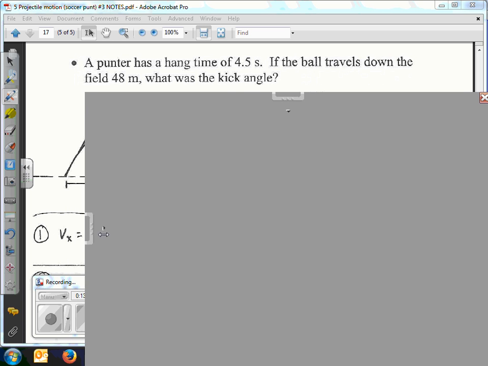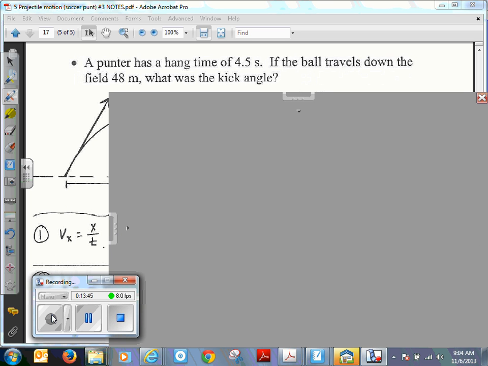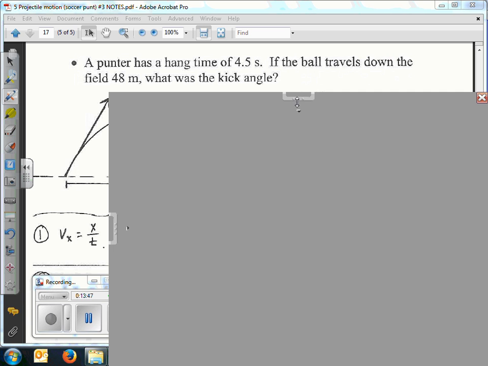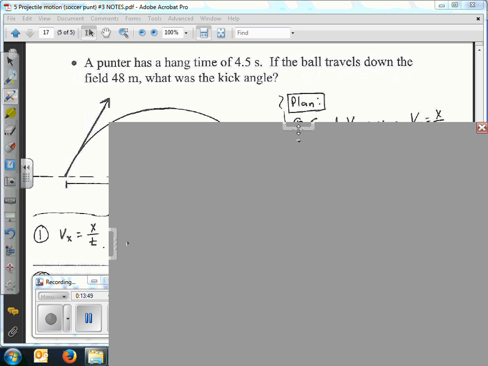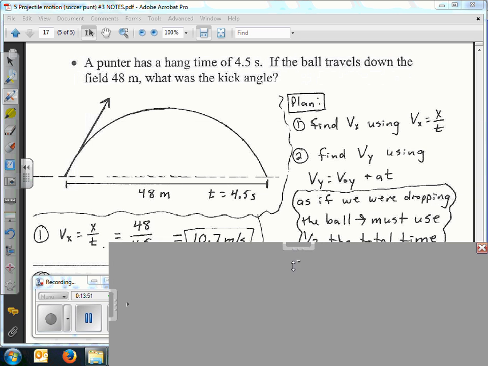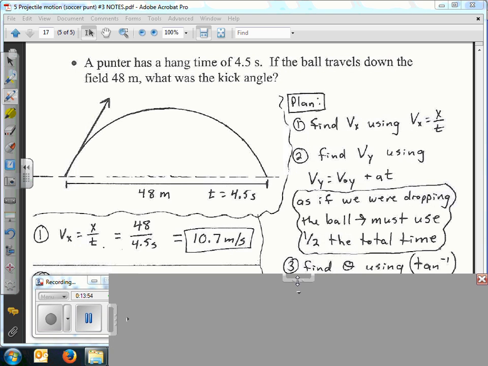Okay, so try to figure that one out. Some of you are wondering where to start. Well, I'll see what kind of plan I have here for you. Okay, it says plan. Find the velocity in the x direction using just the displacement and the time. So that's already given to you. So you can find the x velocity just using that.